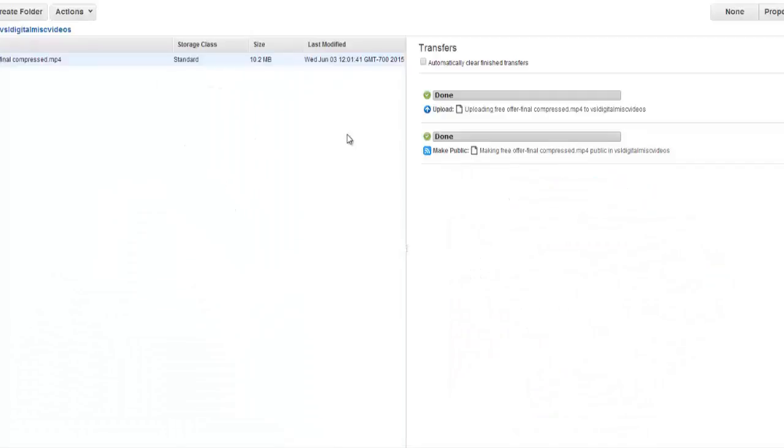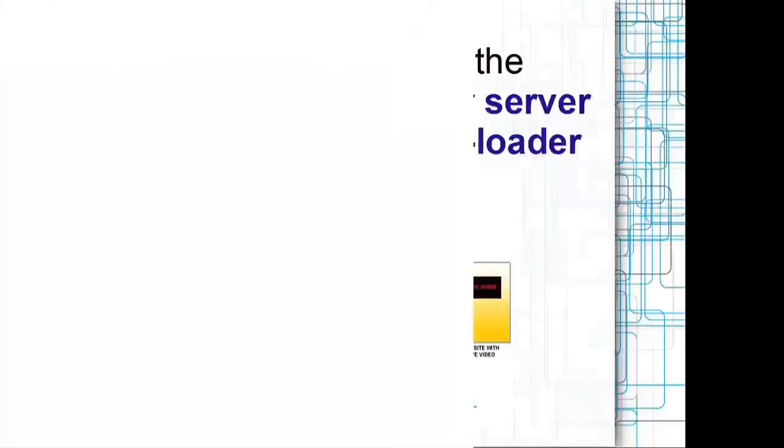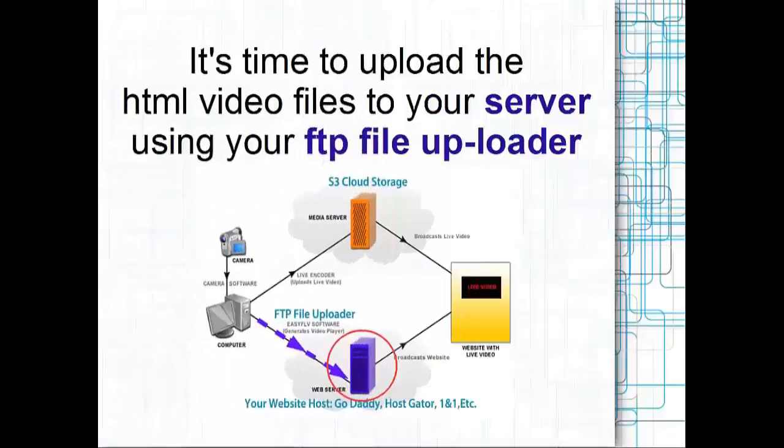So that's it. We're done with our Amazon account. We're going to go ahead and get out of there and stop this, and we're going to start loading our files through our FTP to our server. Okay, we've got your video in the cloud. Now it's time to upload the HTML video files to your server using your FTP file uploader.